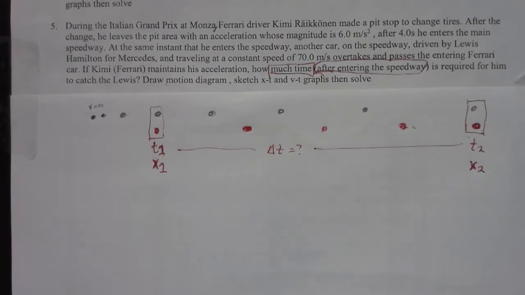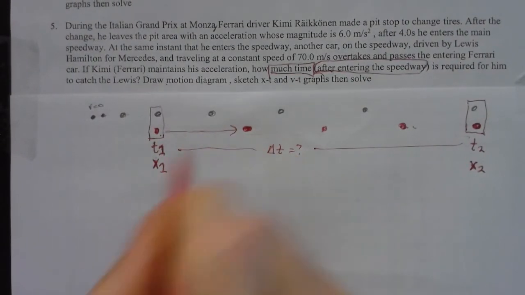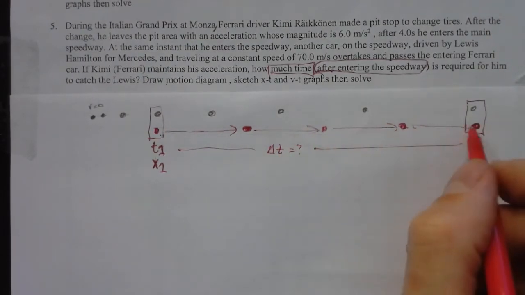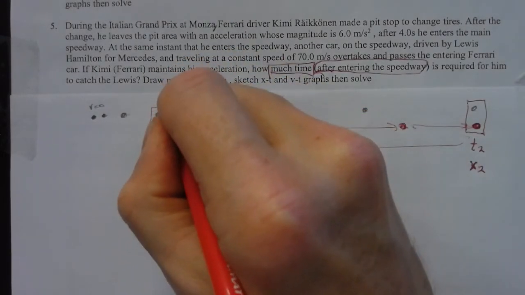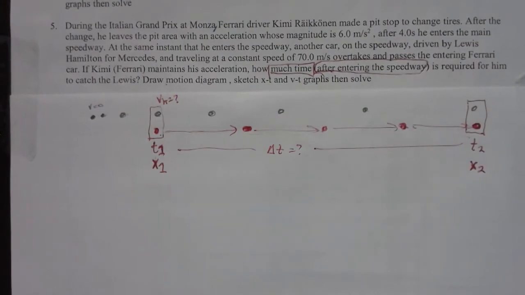All right. What else do we know about these? We know Lewis's velocity is 70 the whole time. We don't know Kimi's velocity right there. Not sure what that is. Over here, we know Lewis's is 70. This velocity of Kimi final, we don't know that either. Oh, not 0, question mark.